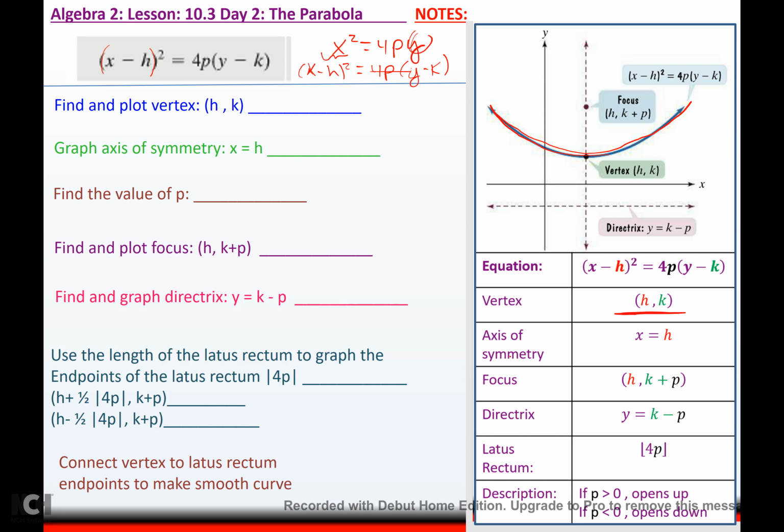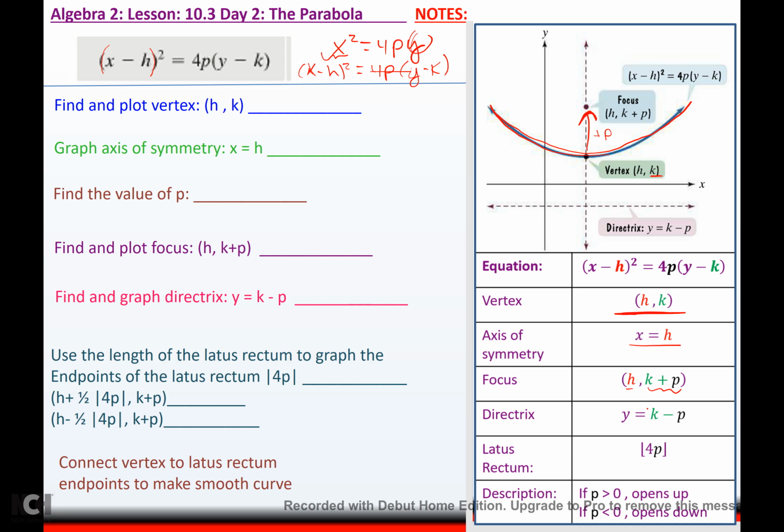Your axis of symmetry, again, when x is squared, will be x equals h. Your focus now, and if you look, it should make sense to you. Remember, when x was squared, the focus was at 0, p. Well, now it's going to be at h. That's not going to change, but the focus is higher than the vertex. So whatever the k value is, you have to add p to that to get up to the focus.